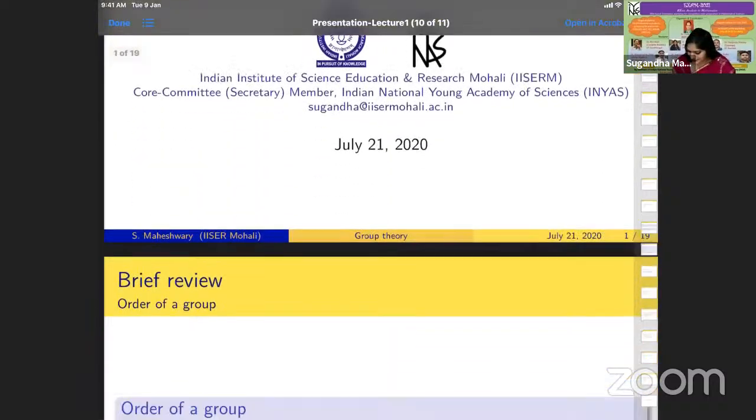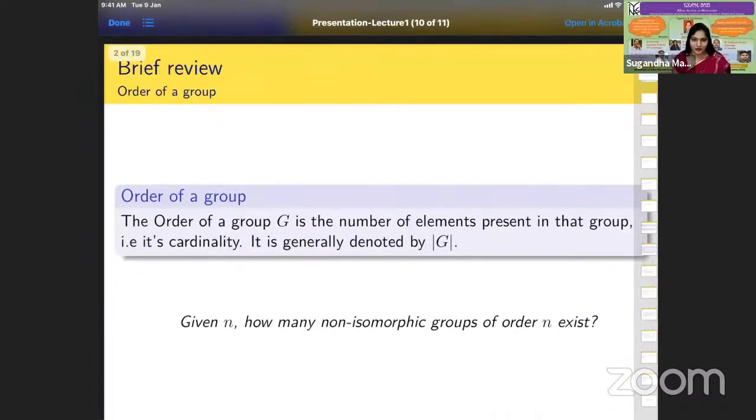Okay, so without wasting any time, let's quickly recall what the order of a group is. The order of a group, as you know, is simply the number of elements present in that group, right? It's the cardinality, or roughly speaking, its size. What is the size of the group is what we call the order of the group, and |G| is generally the notation that we use for it. It can be finite, it can be infinite, right?